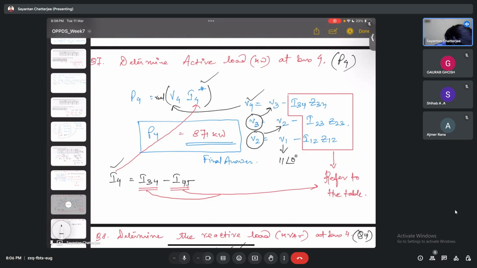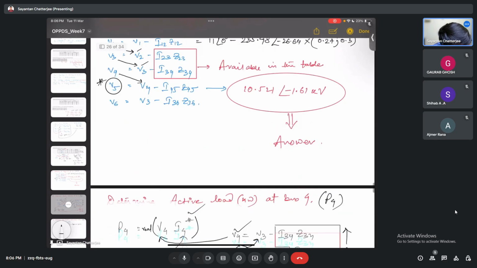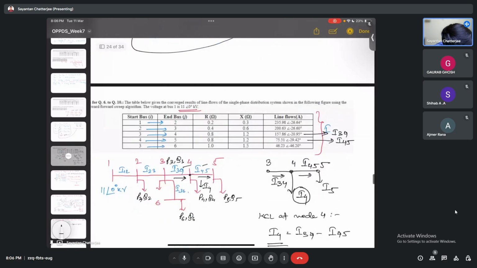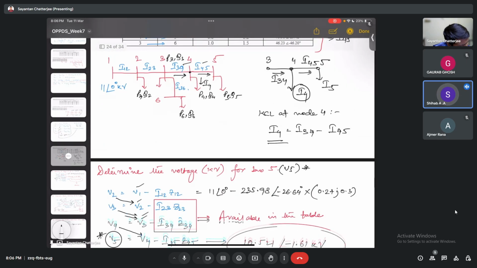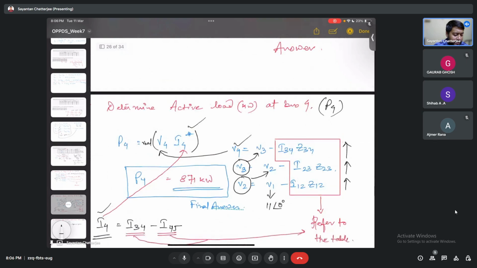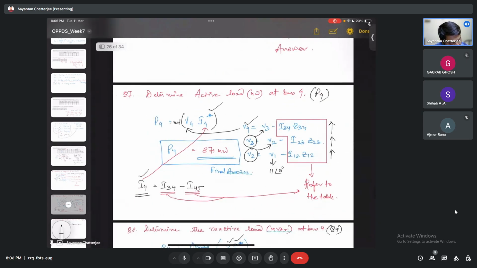This is V4, already we have discussed. First we need to calculate V2. This is step by step: first V2, then V3, then V4. Once we get V4, this is one of the values we require to calculate the apparent power. Again, I4 is obtained from I34 minus I45, and all these values are given in the table. These are the power flow values, the line current flow values given in the table.